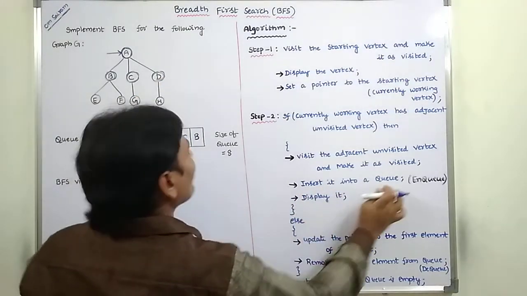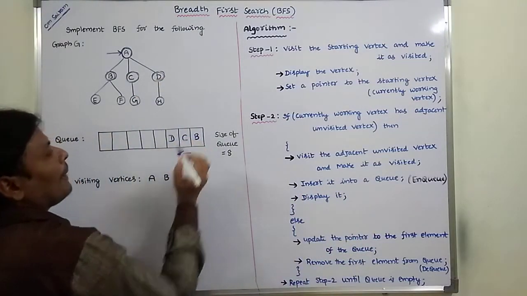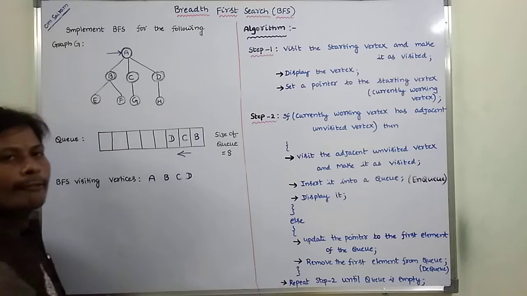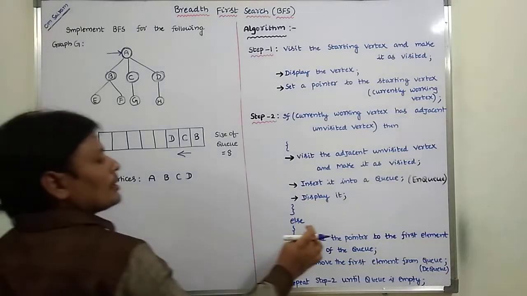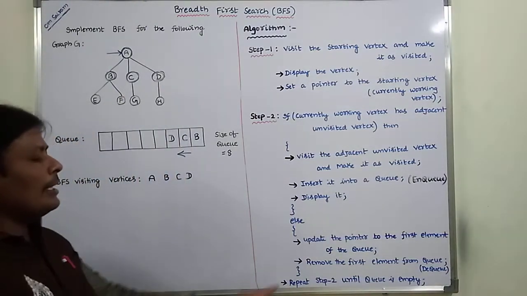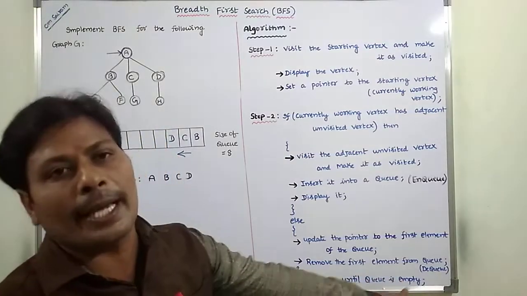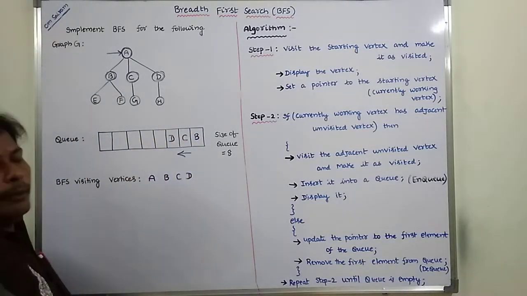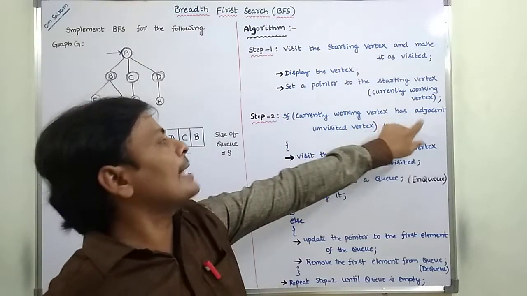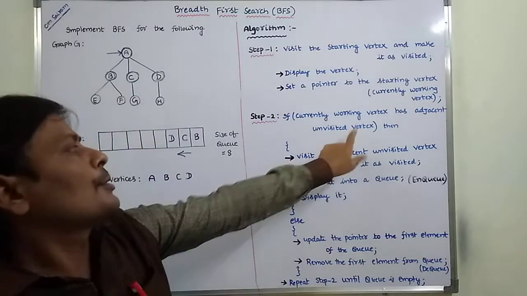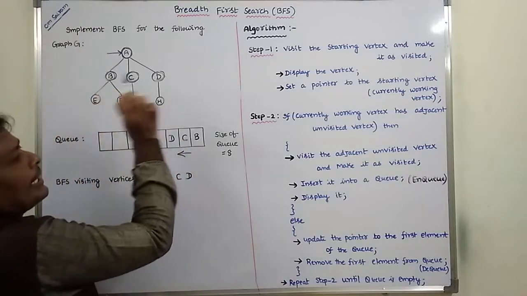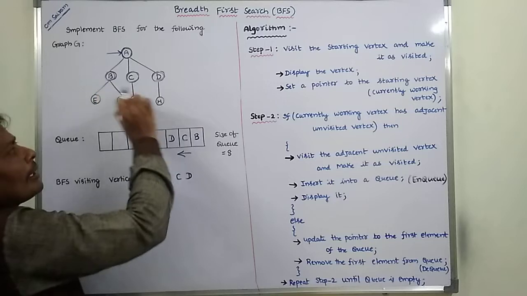Next, insert it into the Q. Now we insert capital D into the Q, and display it. Now we display the vertex D. There is no need to go to the else part. After that, go to the statement: repeat step 2 until Q is empty. Here Q is not empty, so go to step 2. If the currently working vertex has adjacent unvisited vertices: capital A has three adjacent vertices B, C, D, but B, C, D are visited.